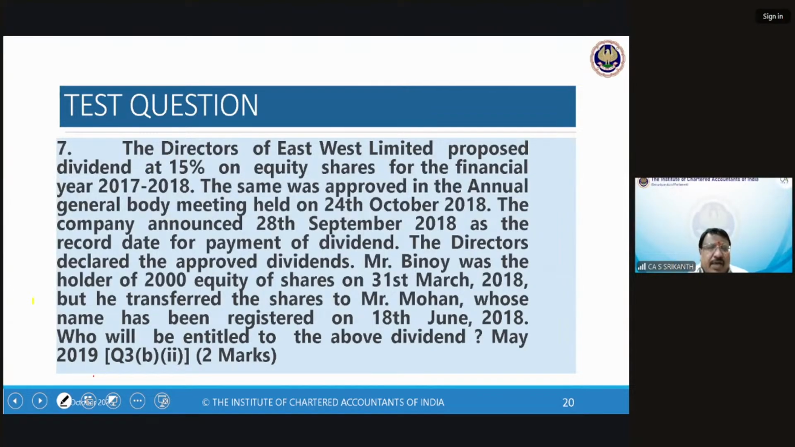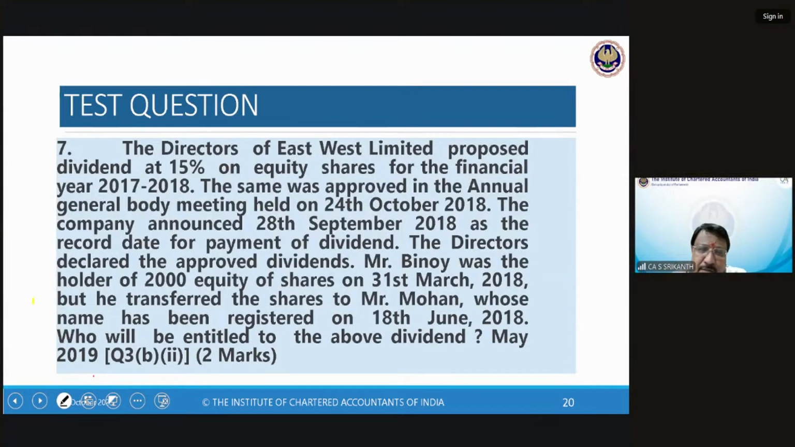So this company announced a record date of 28th September. Directors declared the approved dividends. Mr. Binoy was the holder of 2,000 equity shares on 31st March 2018. But he transferred the shares to Mr. Mohan, whose name has been registered on 18th June 2018. Who will be entitled to the above dividend? 2 marks, just like that.